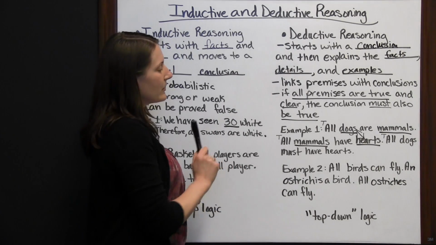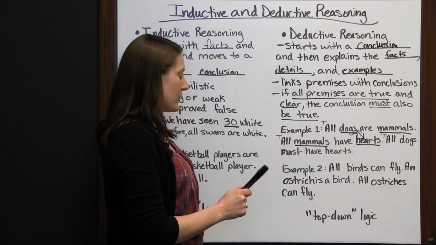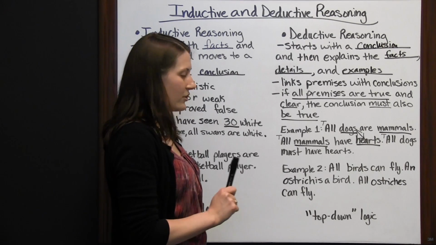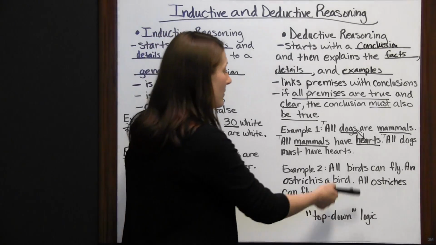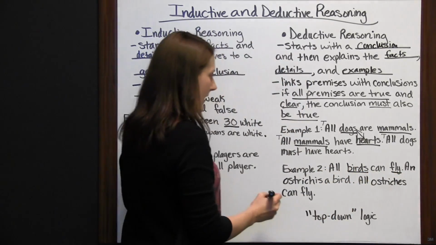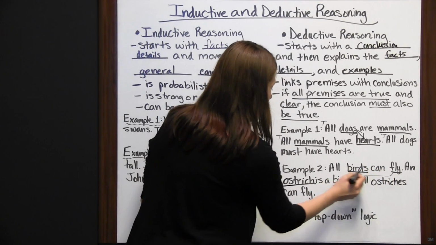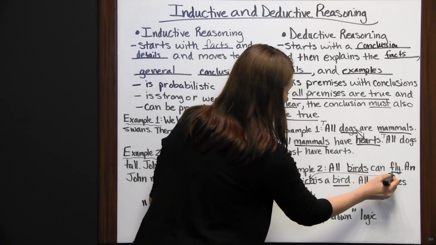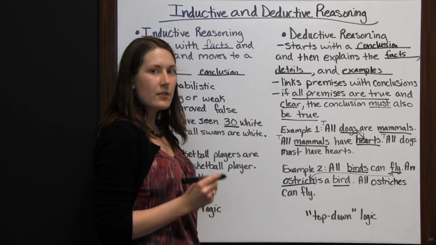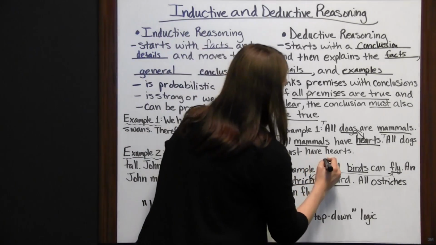Now let's look at example 2. All birds can fly. An ostrich is a bird. All ostriches can fly. So we use the fact that we know all birds can fly and an ostrich is a bird to tell us that an ostrich must be able to fly. So let's look at each of those statements. All birds can fly. Well, that one is false.